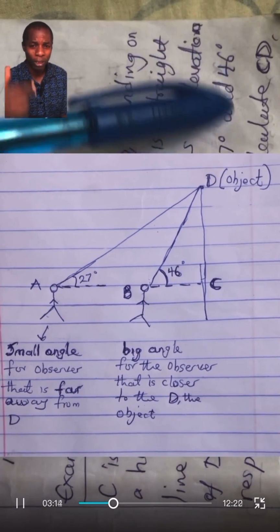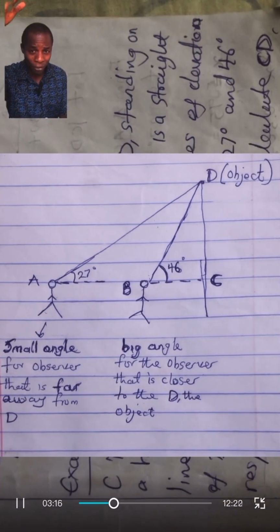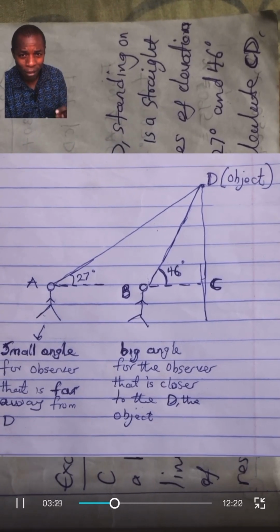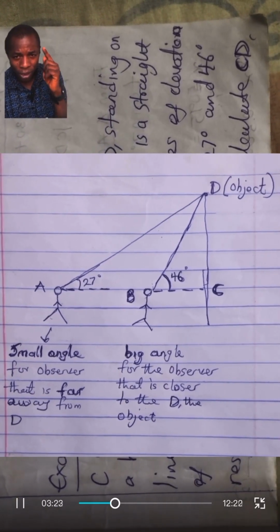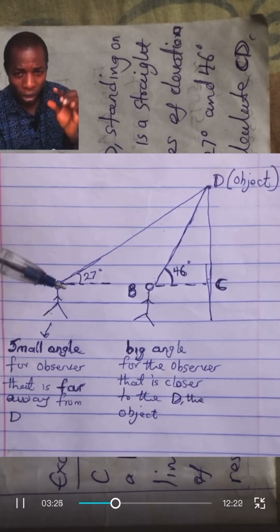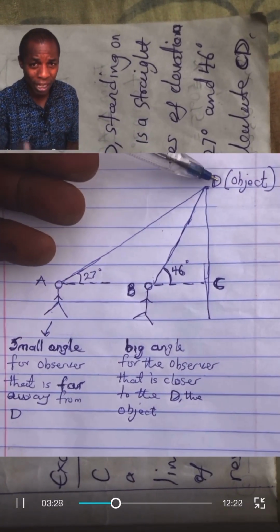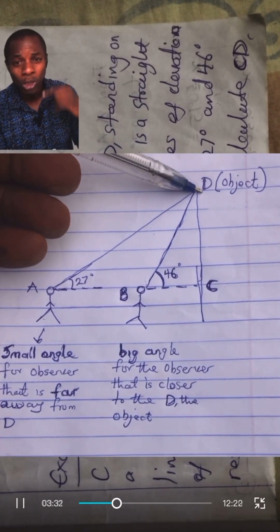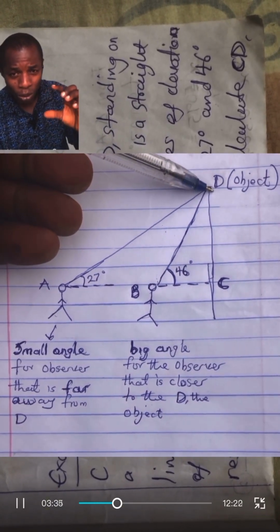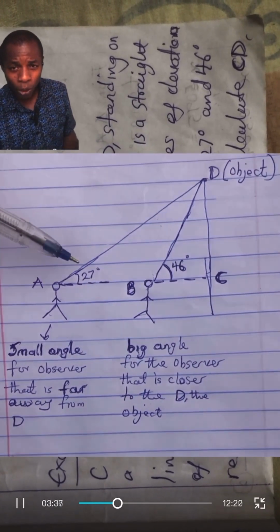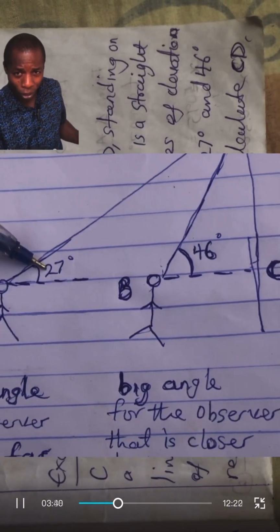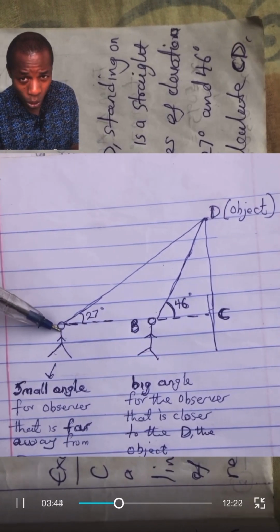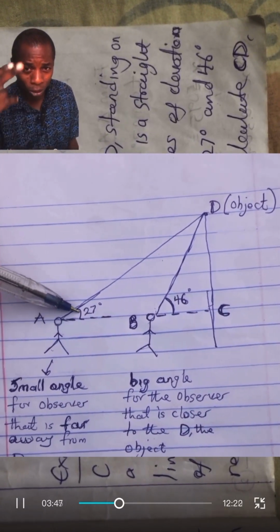If you have an object that is above your eye level and you are far away from the object, you just have to lift your eyes a bit up to see the object. It means a small angle of elevation. But if you are close to that object that is above your eye level, you will have to lift your eyes more to see the object. It means a bigger angle of elevation. So here, the one with 27 degrees is far away from the object, and the one with 46 degrees is closer to the object, and the two of them are looking at the same object at D.